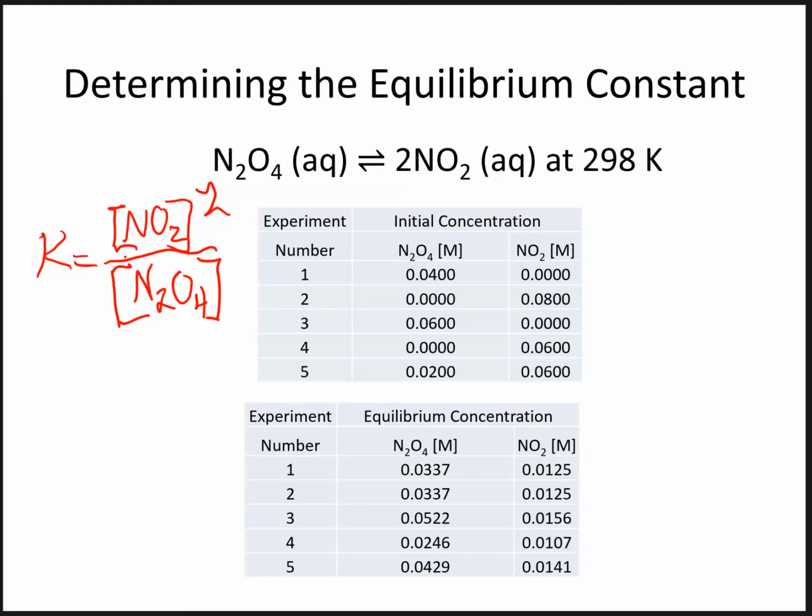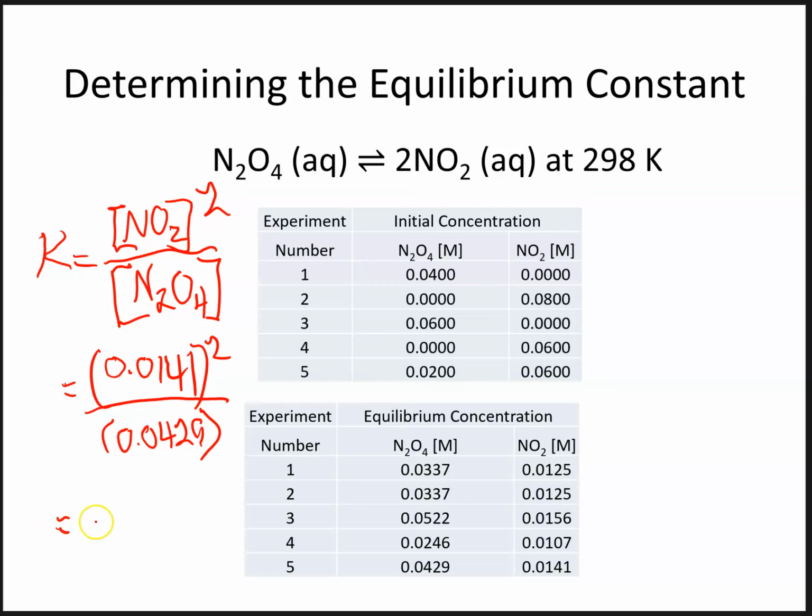And now what we can do is take any one of these experiments and their concentrations at equilibrium and plug them into this expression. So I will pick on the 5th one. So the NO2 concentration is 0.0141 quantity squared, all over 0.0429, and going through and solving for that, I get 4.6 times 10 to the minus third.